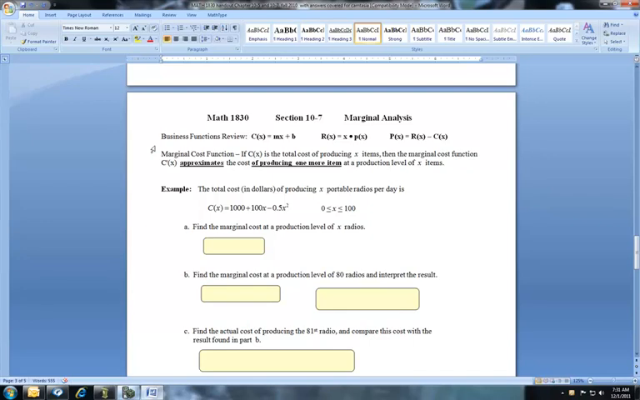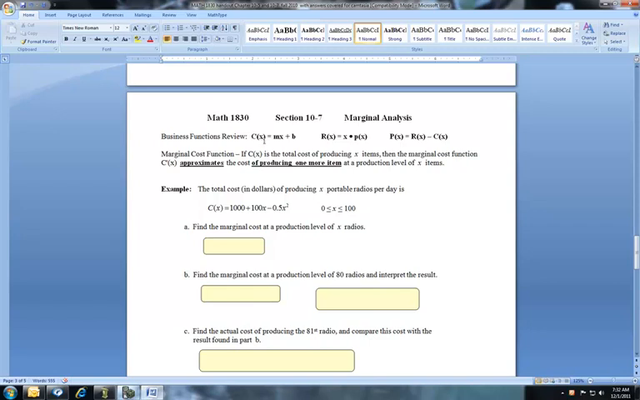This is the last section that we need to look at for our next test, and it's about marginal analysis. Now, the business functions review that I've got here, you have got to know these. We had them in, I know, Math 1130. You might have briefly touched it if you had the 1700 series math. But a business function, like I said, we'll have it in the majority of the sections after this, so knowing this will help a lot.